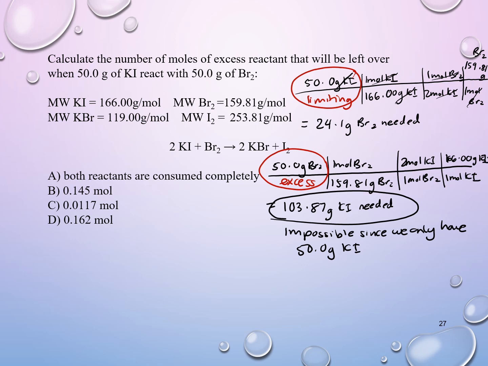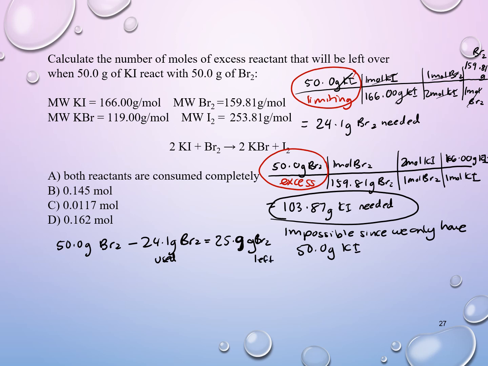So if you know KI is limiting, Br2 is excess, and we started off with 50 grams of Br2, okay, we use 24.1 grams of Br2. And then that will give us the leftover if you took the difference there. So you get 25.9 grams of Br2. Okay, so this one is leftover.